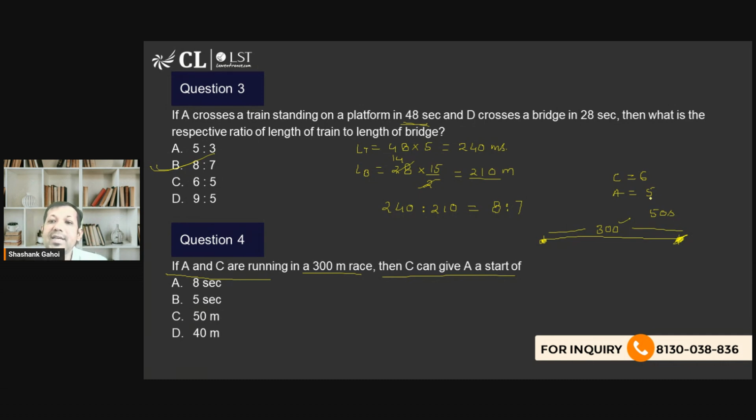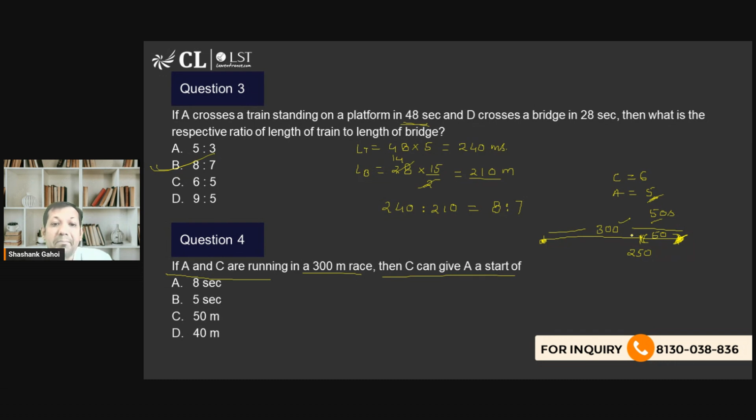But in 50 seconds, how much is A going to cover? So time is 50, speed is 5. So A is going to cover only 250 meters. So C is going to be ahead of A by 50 meters, right? So it means I can say that if C gives a start of 50 meters, still then C will not be losing the race. So the meaning of giving a start means you can give a start of 50 meters, still not lose. So that's the meaning of this kind of statement.